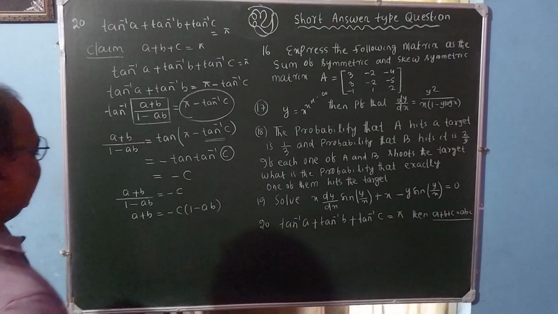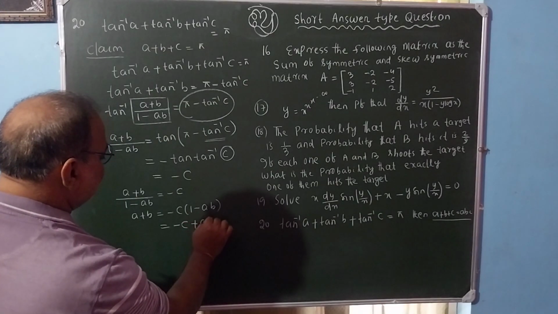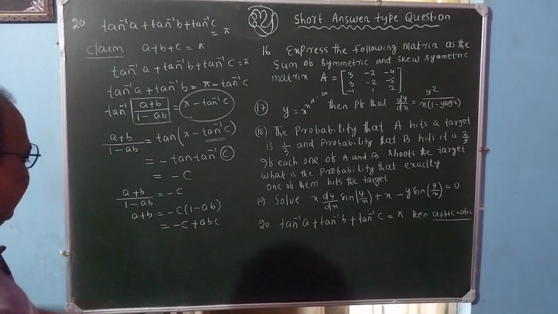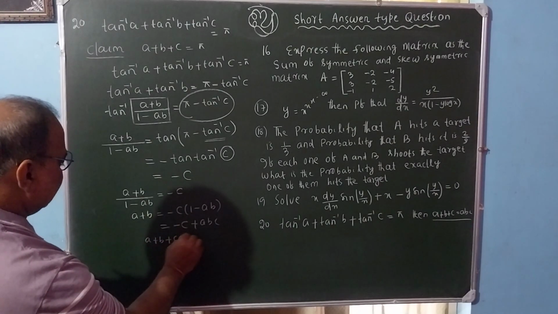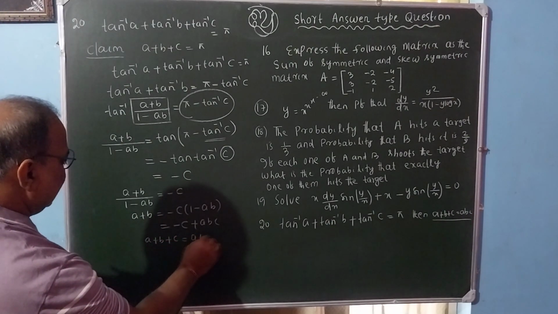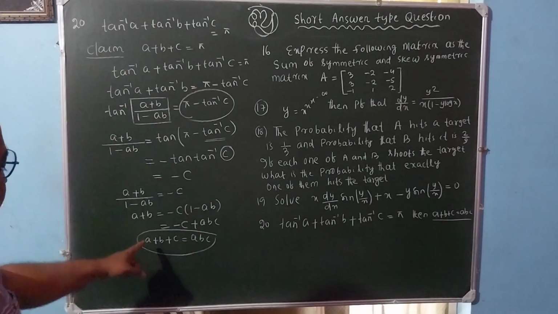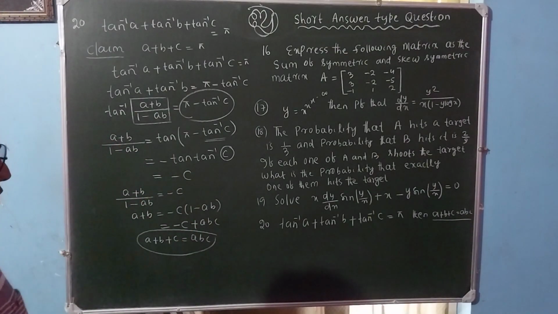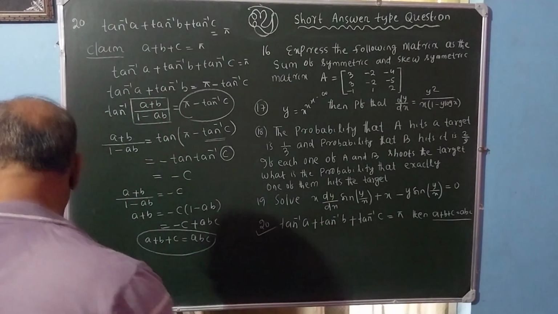So that is minus C plus ABC. So we get A plus B plus C is equal to ABC. So this is the answer of the question: A plus B plus C is equal to ABC. Very important question coming in the examinations.